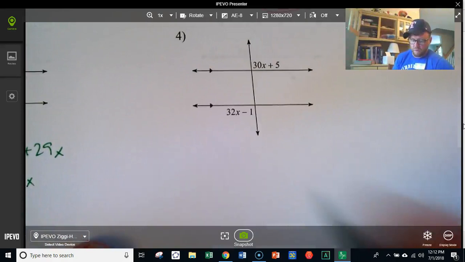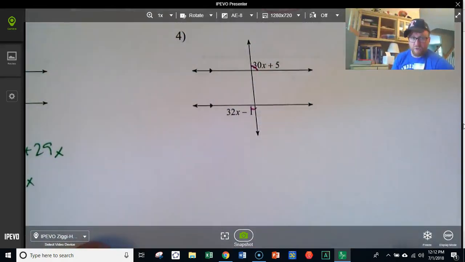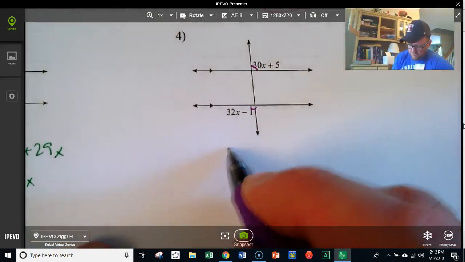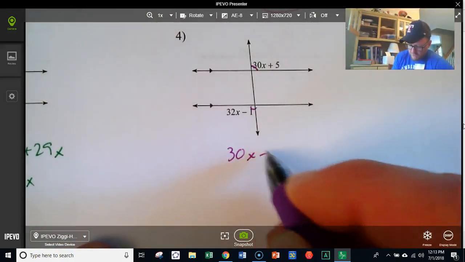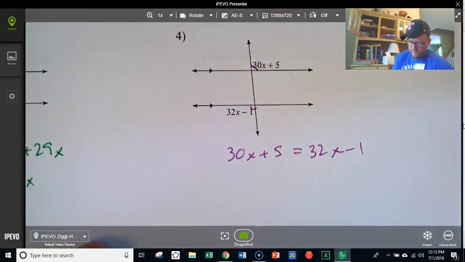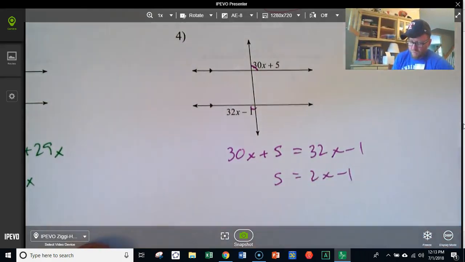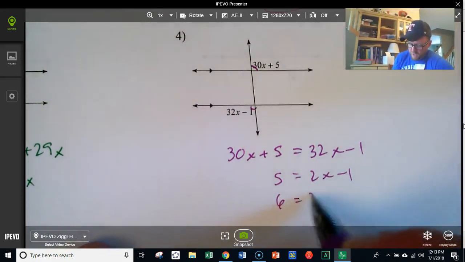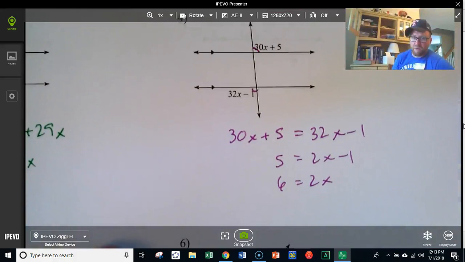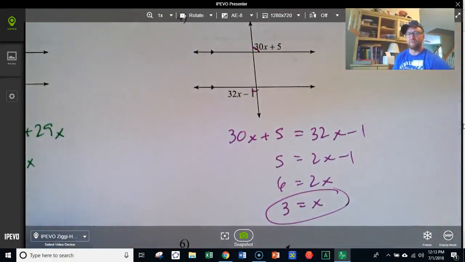Next door here, these are alternate exterior angles. They're the same measure, which means that 30x plus 5 must be the same as 32x minus 1. Take away 30x from each side. I get 5 equals 2x minus 1. I'll add 1 to each side. 6 equals 2x. I'll divide by 2 on both sides, and I get 3 equals x.